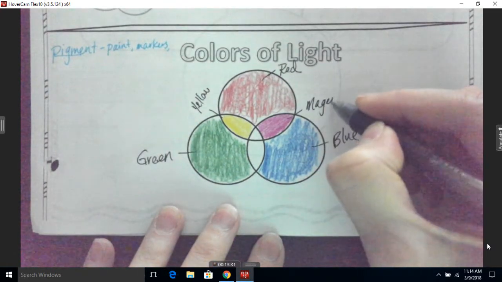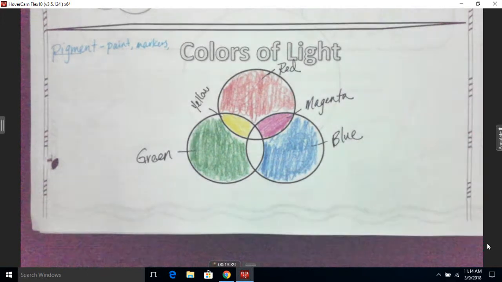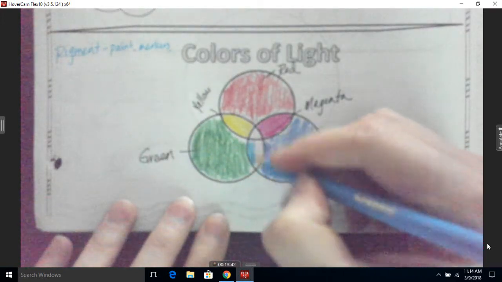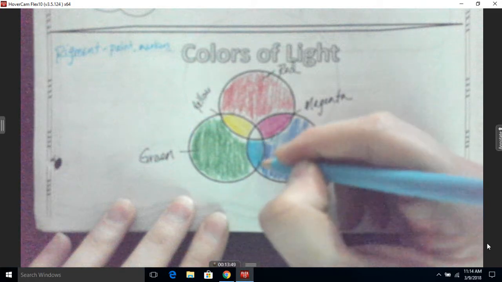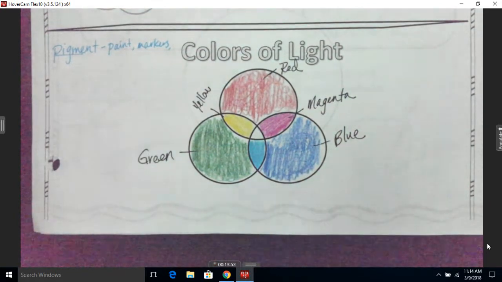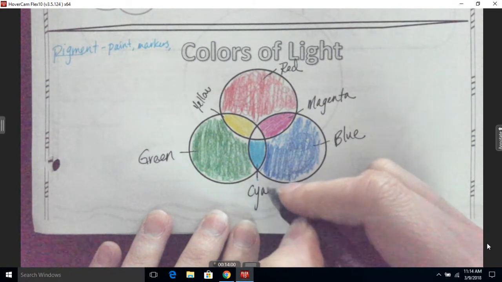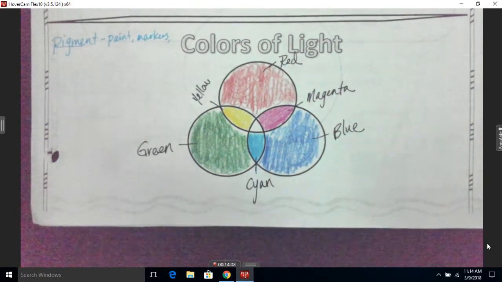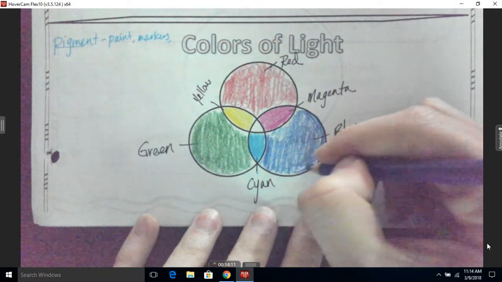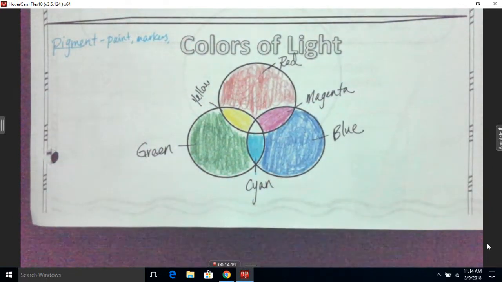You need to know how to spell all of these too. Blue and green make cyan. It's like a turquoise blue. Oops, wrong color. Okay? And then all colors of light make white.